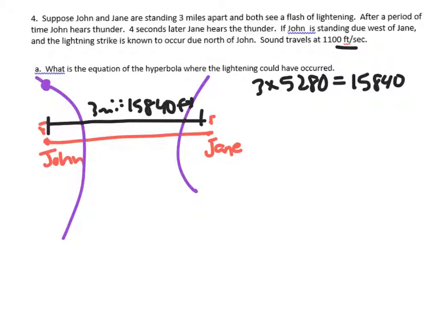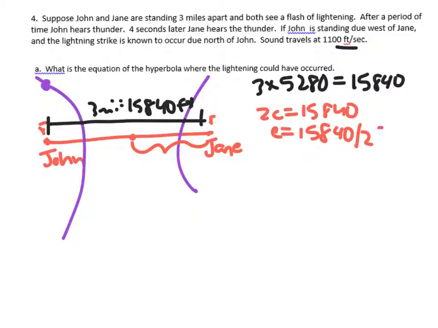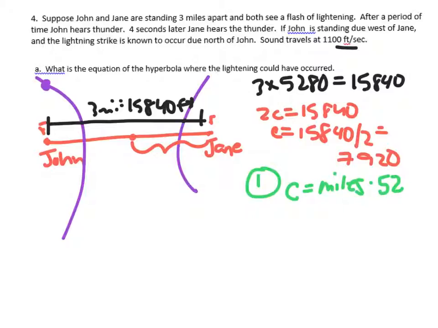However, the distance from my center to my focus is C, and the full distance is 2C. So 2C equals my 15,840. If I divide by 2, I'm going to get 7,920. So the first thing that you do, I'm going to write this in green, is to find C. You take whatever your miles are that I give you, times 5,280, divide by 2. That's step 1.